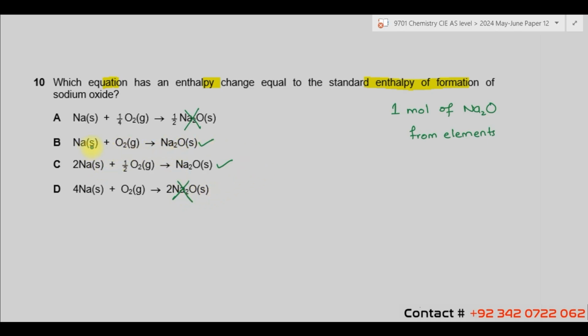Let's see, we have correct elements in their correct states. So sodium is solid, oxygen is gas. Yes. Now let's look at the balancing. So 2 sodium atoms are present and we have 1 sodium, which is wrong. 2 sodium atoms are present, 2 sodium, so it is balanced. 1 oxygen and half O2 means 1 oxygen. So C is the correct one.